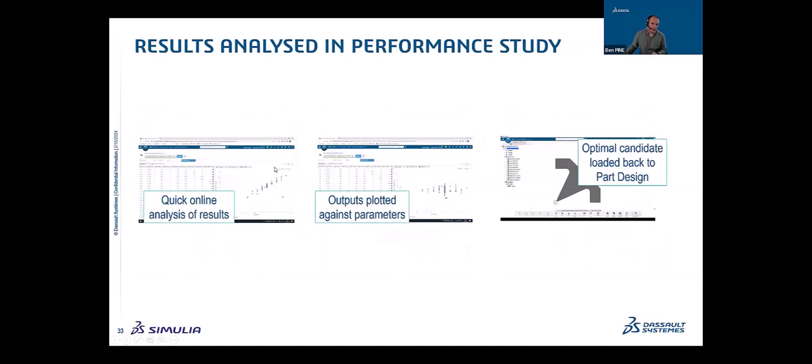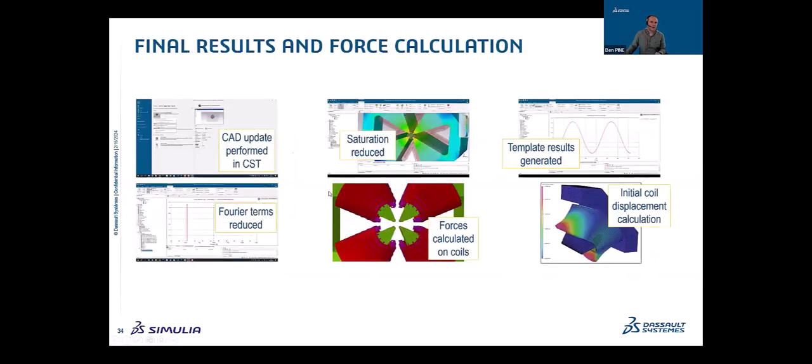And then in another app called Performance Study, we can then do an assessment of these results and plot various of the parameters against their outputs. We can then choose an optimal design and load it back to part design. And again, with one click in the CST, we can upload that CAD and look at the simulation. And immediately you can see that via this optimization, we've reduced the saturation on the pole tips. The templates are automatically generated, and those Fourier coefficients you can see are now all reduced to practically zero.